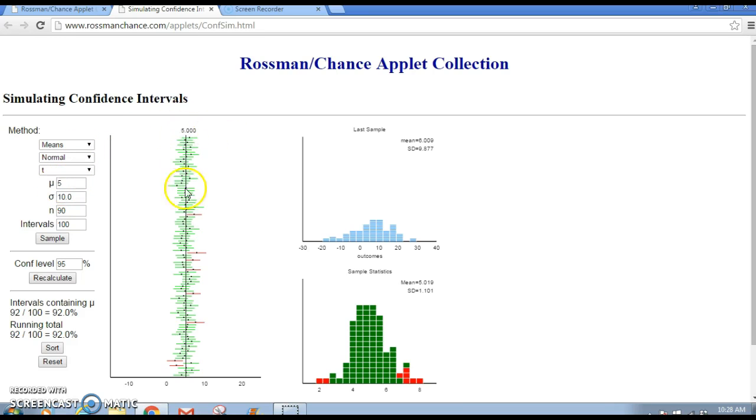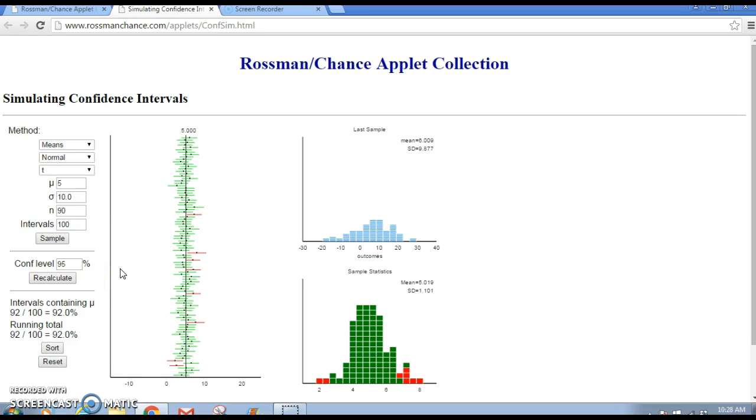This line right here is 5, and all of the green confidence intervals that you can see are touching the 5, which means 5 is contained within the interval. And then the red intervals either lie completely to the right or completely to the left of this 5, which means they were not successful in capturing the true population mean of 5.